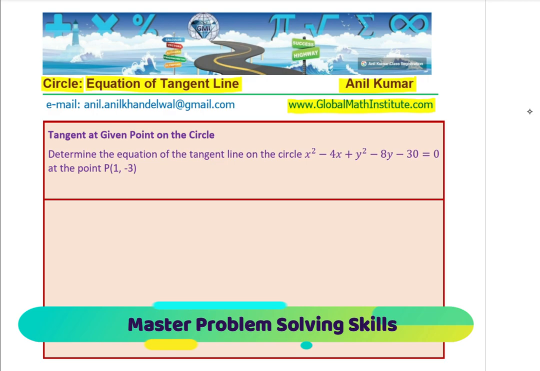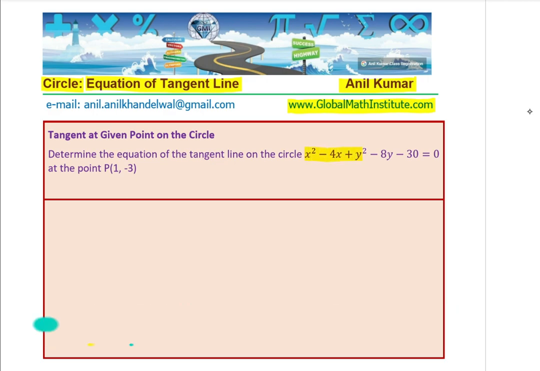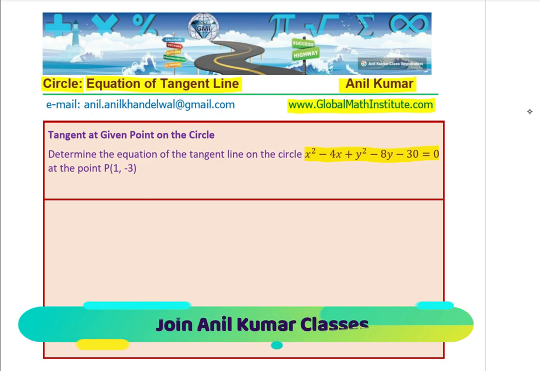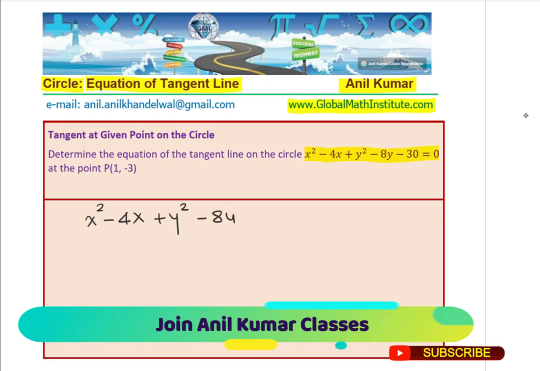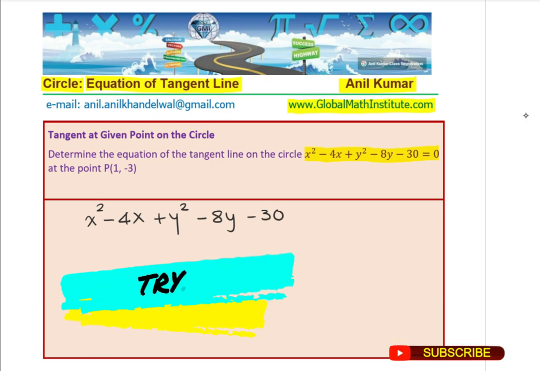You can always pause the video, answer the question, and then look into my suggestions. Now let us consider the equation of the circle itself. It is given to us as x squared minus 4x plus y squared minus 8y minus 30 equals 0. Now how do we find the equation of the tangent at the given point?